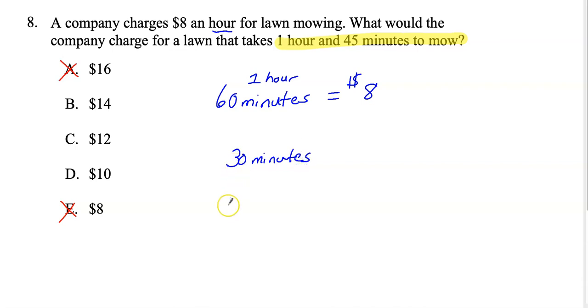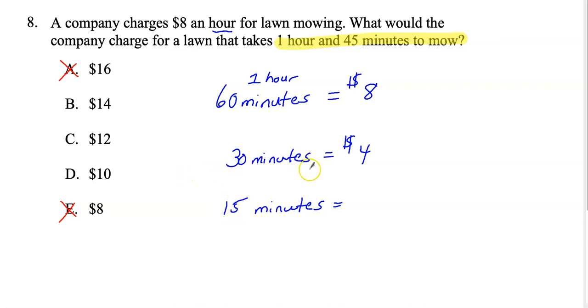What's half of 30 minutes? That's 15 minutes. You'll see why I'm doing this in a second. So, if in 60 minutes I make $8, if I work half that time, I'll make half of $8, which is $4.